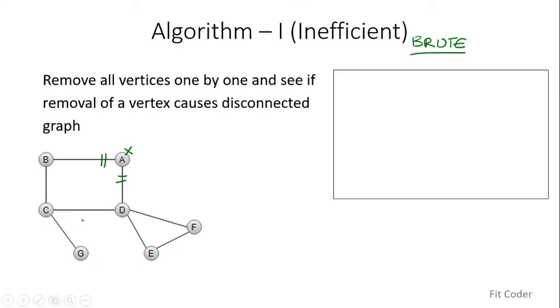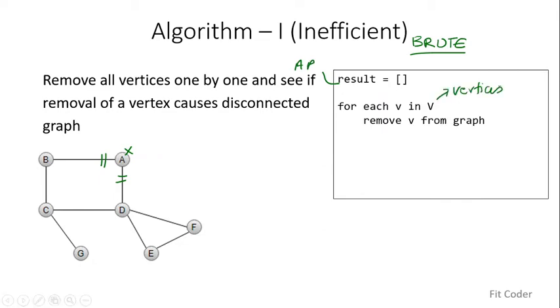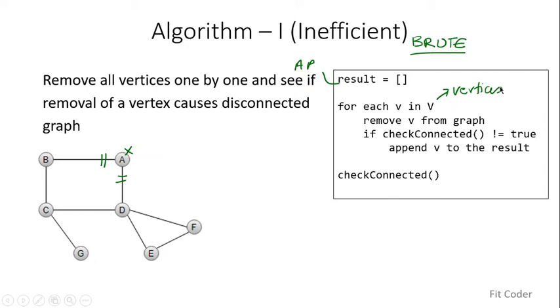So the pseudo code is quite simple for this one. First we keep a result array in which we'll store the articulation points. Then for each V in the vertices, we remove that vertex from the graph. We check whether the graph remains connected. If it does not remain connected, we append that vertex to the result. And in the check connected function, we can use either BFS or DFS traversal. If you have any doubts on how we can do a BFS or DFS traversal, I have made a separate video on that. I will link that in the top right corner. You can have a look.